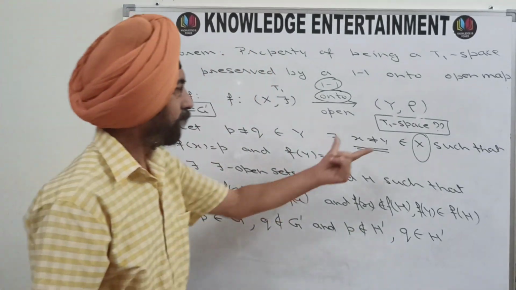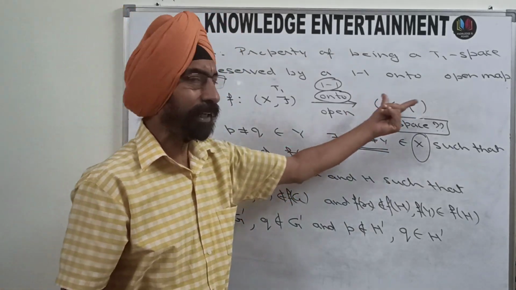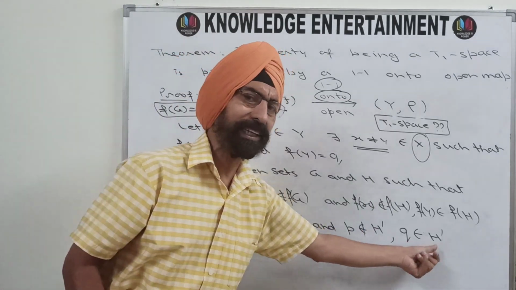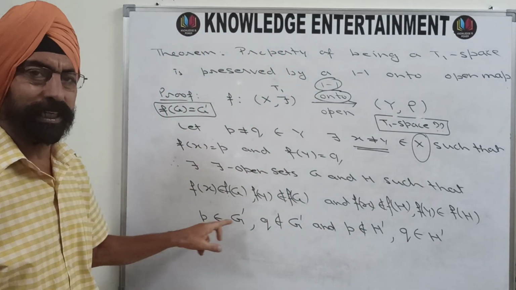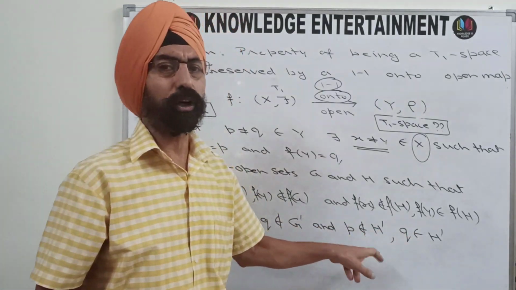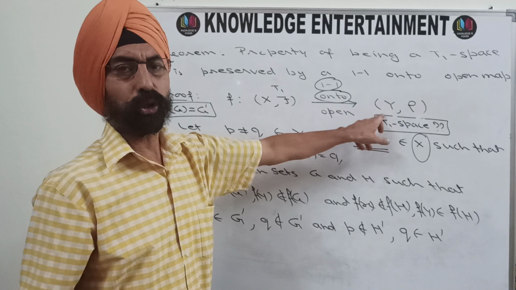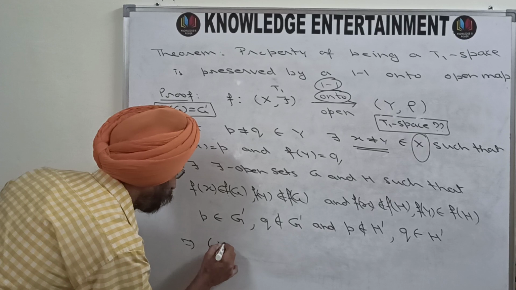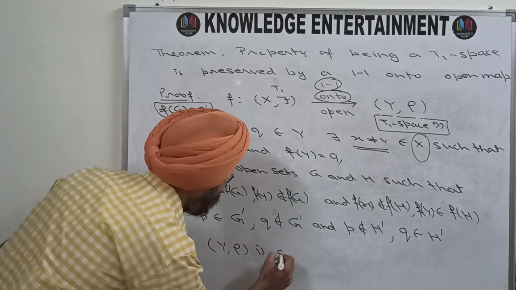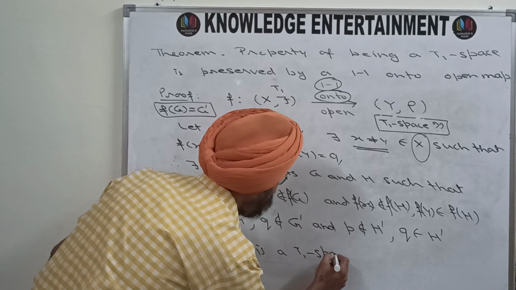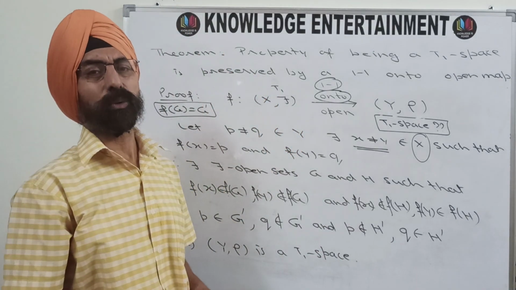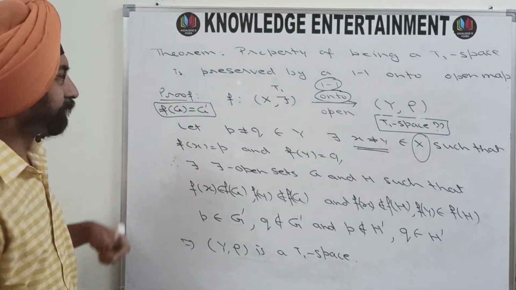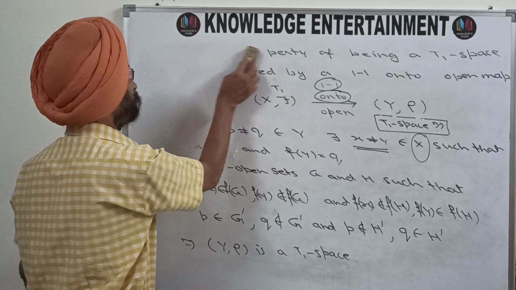So what you have done, you have taken two elements P and Q from Y and you have obtained two row open sets G dash and H dash such that one of them contains P and not Q, the other one contains Q and not P, and that makes the topological space Y row a T1 space. So this means your Y row is a T1 space, and that is what was required to be proved. So this was another theorem we have just covered, and we'll move on to another theorem.